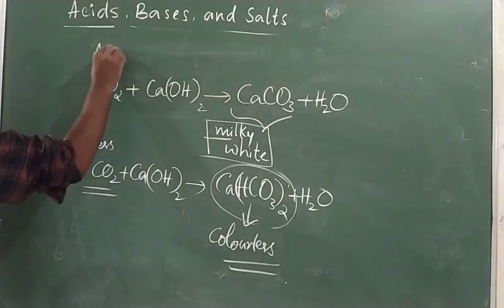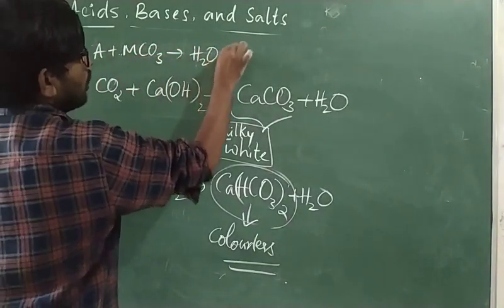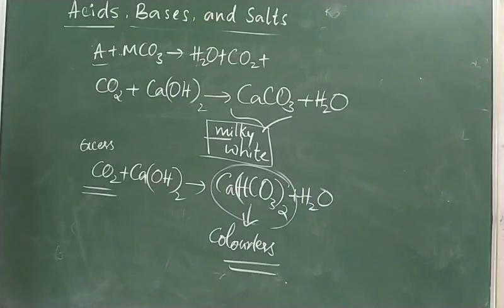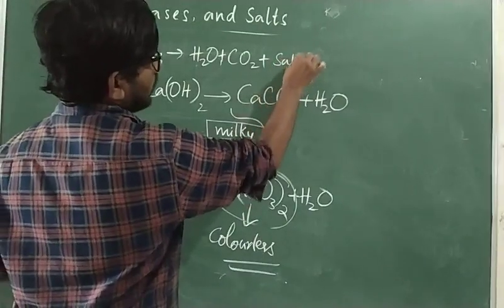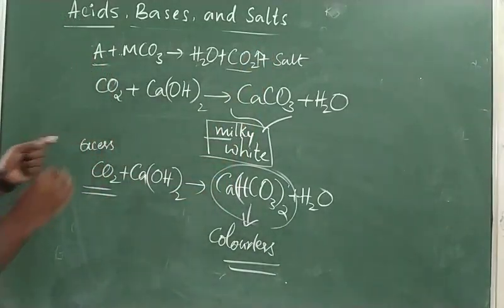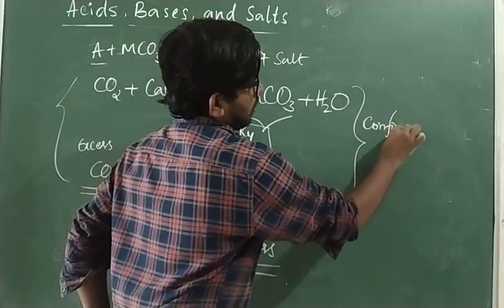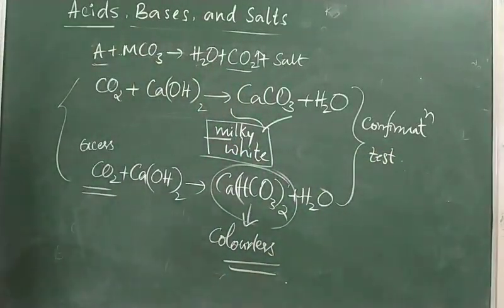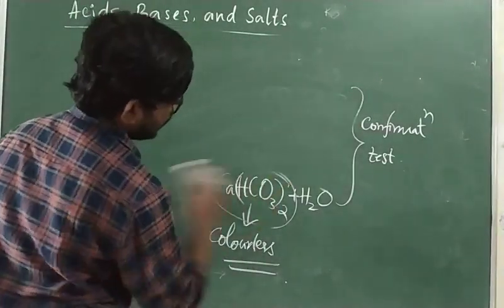Acid plus metal carbonate, what do they form? They form a salt, water, and carbon dioxide, and the carbon dioxide is in the form of gas. Remember, this is the confirmation test for carbon dioxide. Previously I forgot to explain something, so I will explain it at last, otherwise I will get confused.